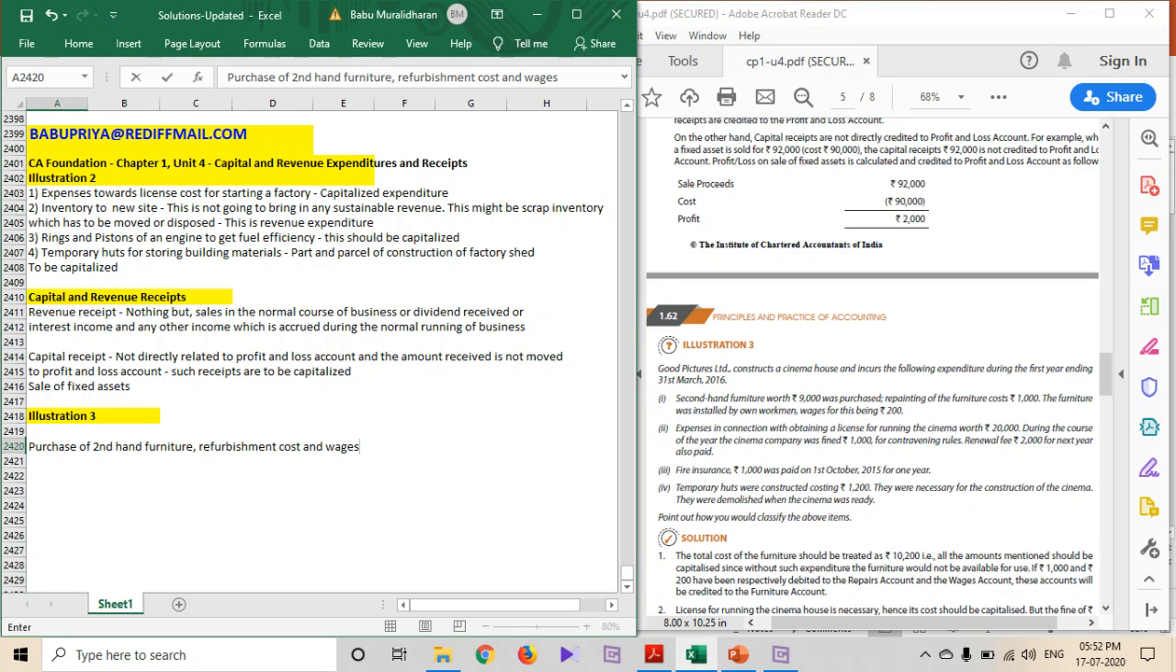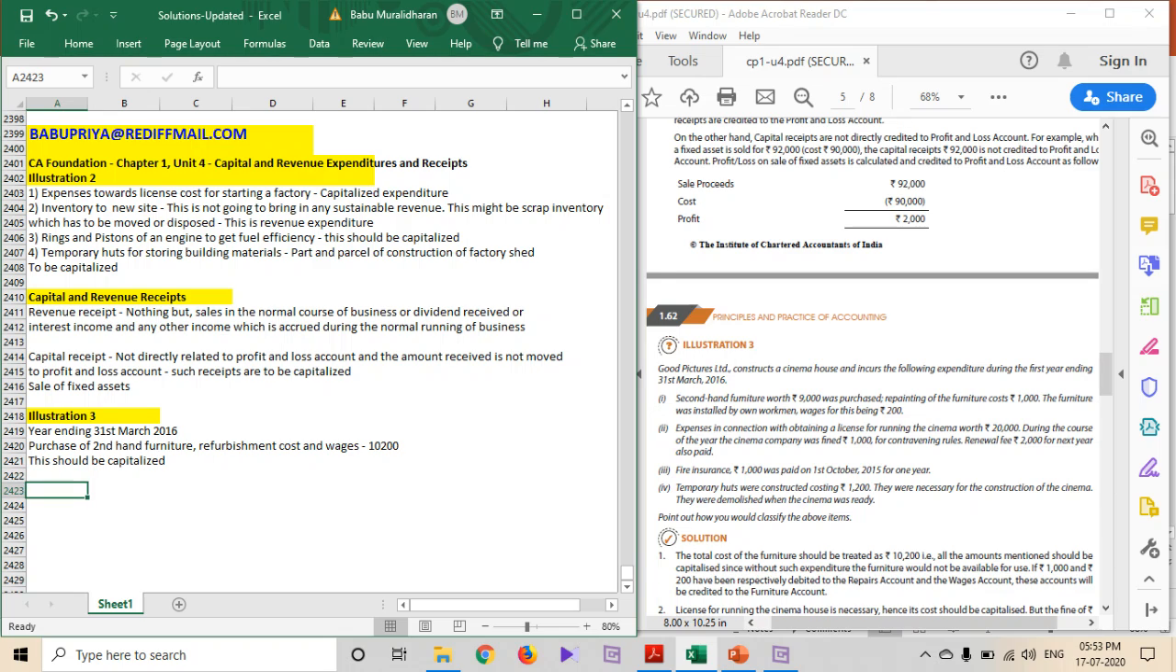the company deals with furniture business. In this case it's not given that it's a furniture business. It's a cinema house, so furniture is the asset for the cinema house. So purchase of second-hand furniture, repainting or refurbishment cost, and workman wages paid for this is equal to 10,200. This should be capitalized. The main asset is furniture; for the people coming to watch the cinemas, they have to sit. Furniture is the important asset for them, so this should be capitalized.